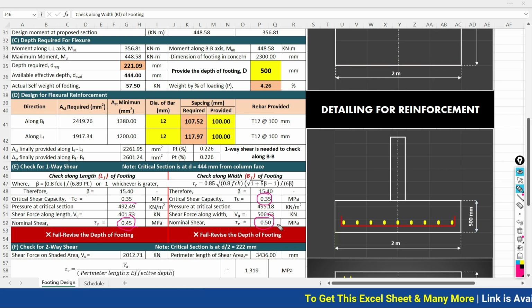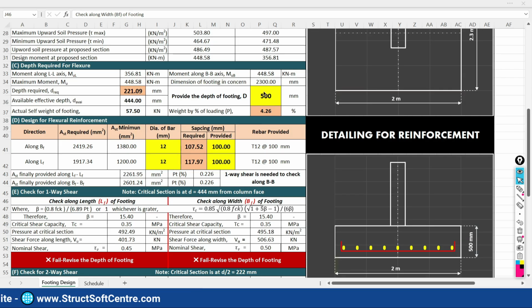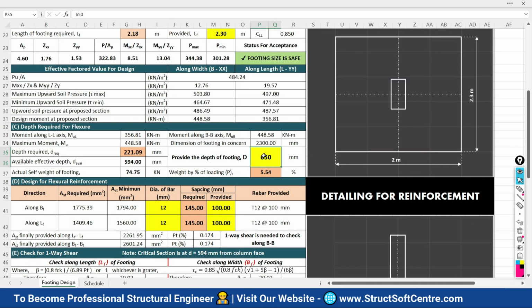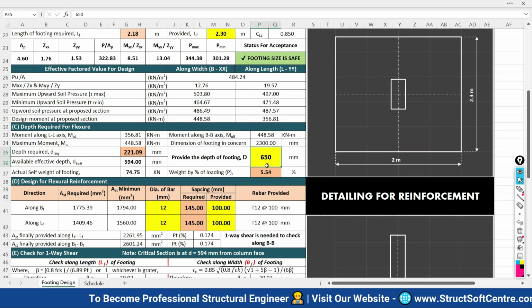So the actual loading is more than your capacity. That's again a sign of failure. So here the sheet is intimating that it is failing. We need to revise the depth of the foundation. So what I need to do is increase the depth of the foundation. Now finally I would like to provide the depth as 650. So now 650 is the depth of the foundation we are going to adopt.